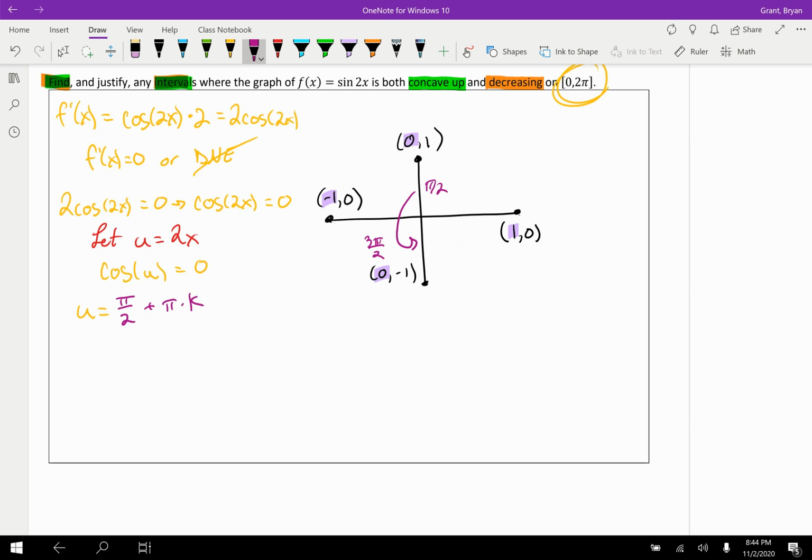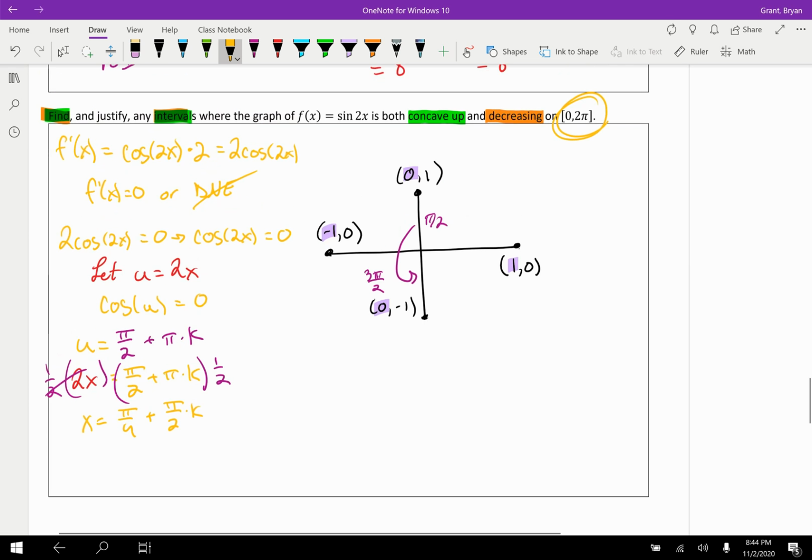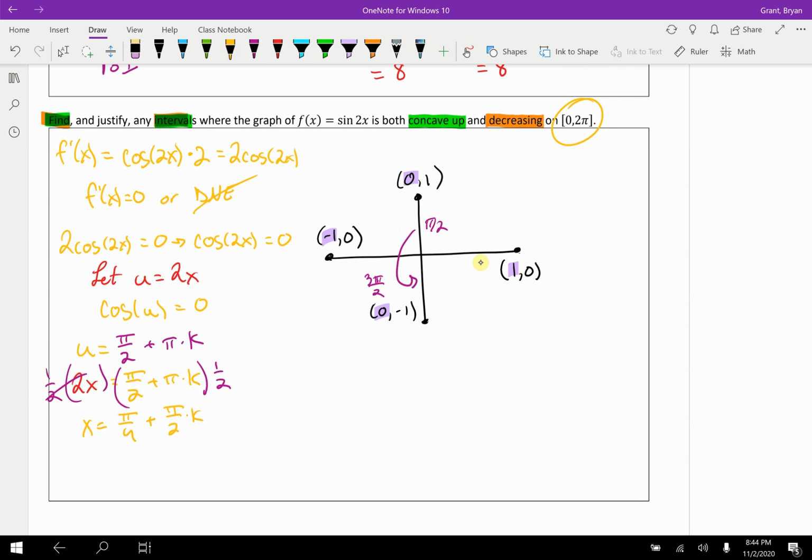Of course, we weren't actually solving for u, I don't think, were we? u is actually 2x here. So we would say, okay, cool. 2x is equal to pi over 2 plus pi k. And then we should probably divide out that 2. So instead of dividing by 2, maybe think of multiplying everything by 1/2. That might make your life a little bit easier, right? So we end up with x equals, distributing the 1/2, pi over 4 plus pi over 2 k. That's awesome. Let's go ahead and find all of our values that occur from 0 to 2 pi.